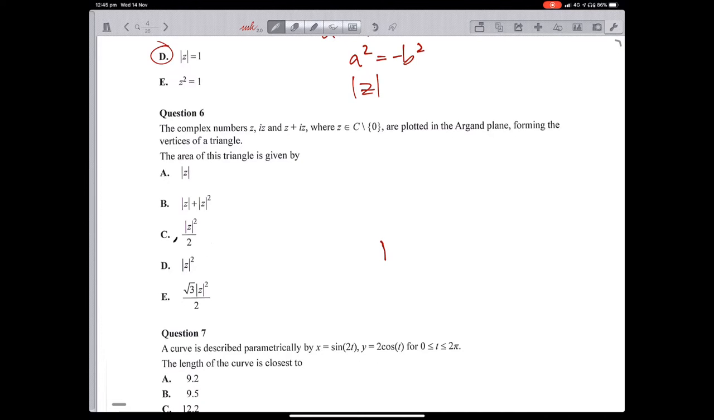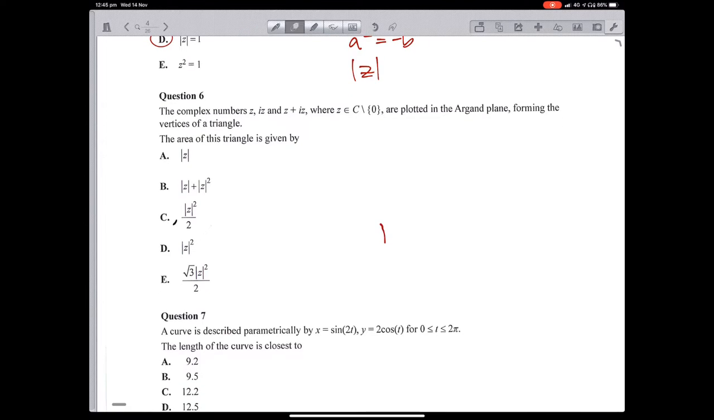Okay, complex numbers, z, iz, and z plus iz. Z, iz. Okay. So if you think about it, if you got z there, iz is a rotation, isn't it?